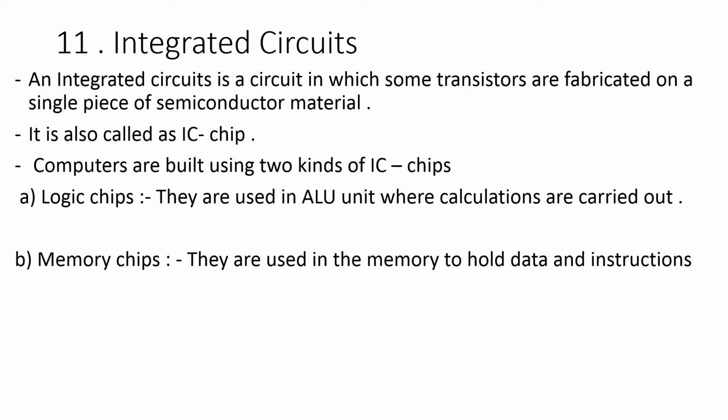Okay, an integrated circuit is a circuit in which some transistors are fabricated or mounted on a single piece of semiconductor material. Okay, fine. They are also called IC chips. IC means what? Integrated circuit. They are also called IC chips. Okay. Now, computers are built using two kinds of IC chips. There are two main types of IC chips that are used for building the computer. First is the logic chip, second is the memory chip. Okay, logic chips are used in the ALU unit where the calculations are carried out.